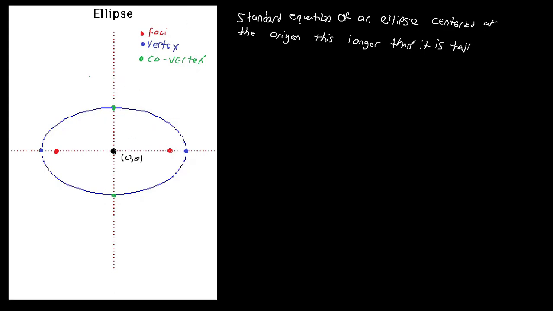That's what this whole thing means, and we'll see that there are different equations if they're not centered at the origin, and a different equation if it's taller than it is long, so if it's a vertical ellipse instead of a horizontal ellipse. But this standard equation is x squared over a squared plus y squared over b squared equals 1.